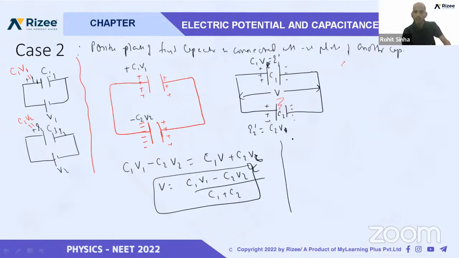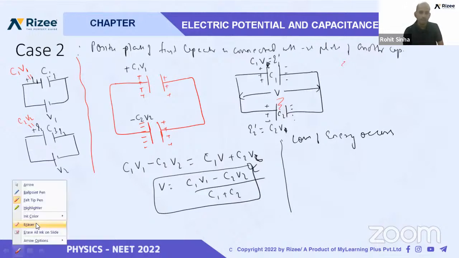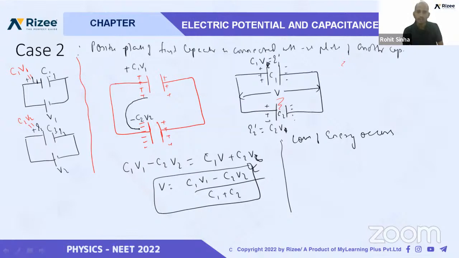So after doing this, what is the difference between the previous one and this one? Here loss of energy occurs. Why will loss of energy occur? First of all, this positive charge will flow and neutralize this, making it first zero. After that, it will become positive. In doing this, we have loss of energy, and it occurs in the form of heat in the wire.